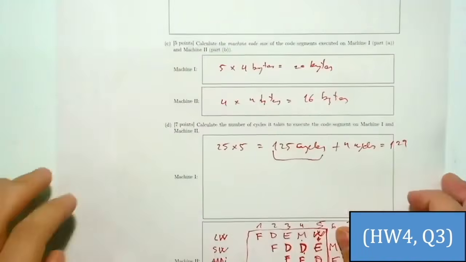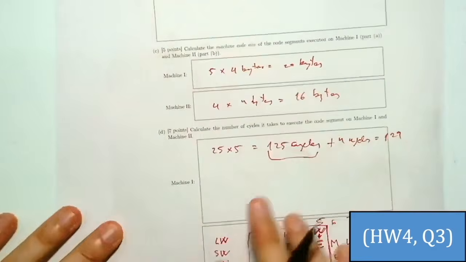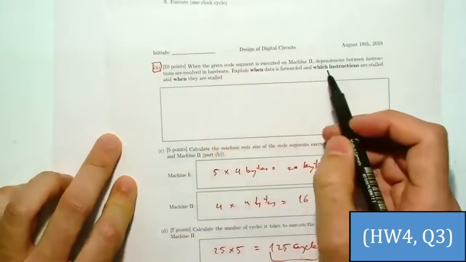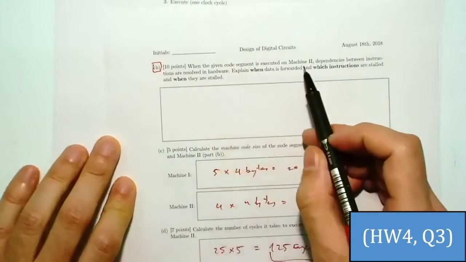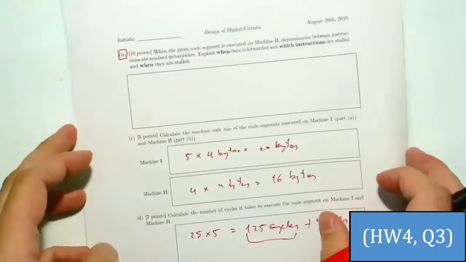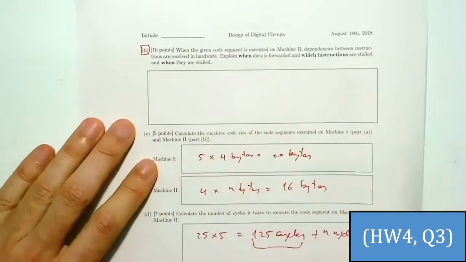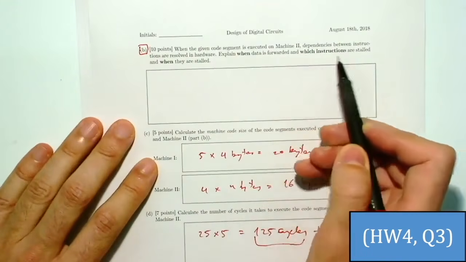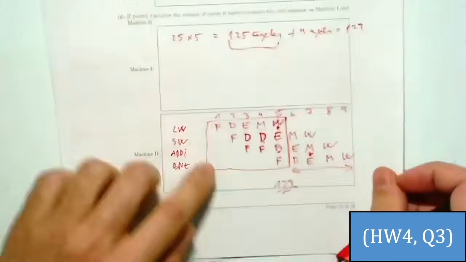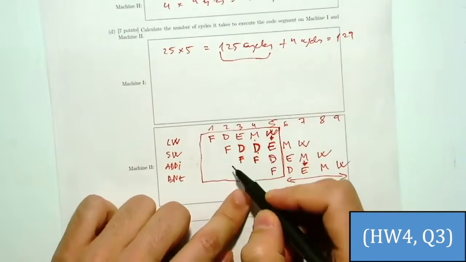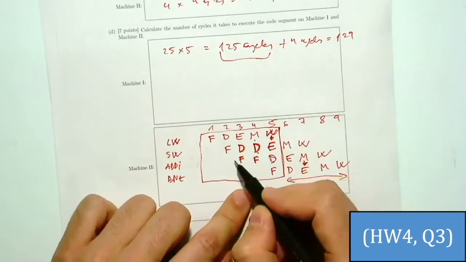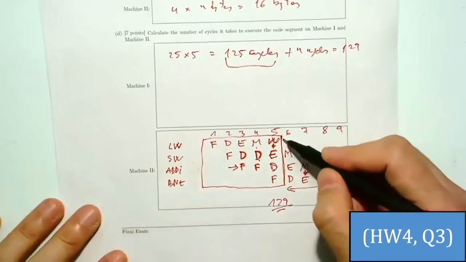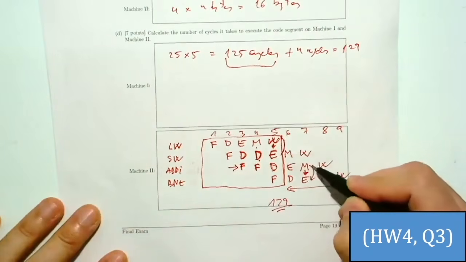And the last question, I left this to the end because once we solve all these questions, it's very easy to solve. When the given code sequence is on machine 2, dependencies between instructions are resolved in hardware. Explain when data is forwarded and which instructions are stalled and when they are stalled. So we already see that we stall here, and we have data forwarding in here and here.